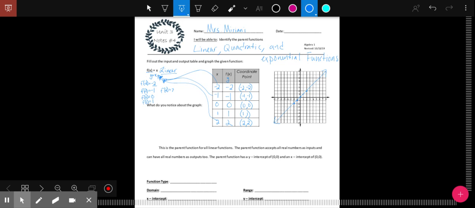So our first point is (-2, -2). Then we had (-1, -1), (0, 0), (1, 1), and (2, 2). So we're going to connect our points with a nice straight line. Yours is probably going to look a little bit better than mine. Actually, probably not, because that looks pretty good. So from here, okay, we've got our nice perfect graph, and we're going to look at some information.